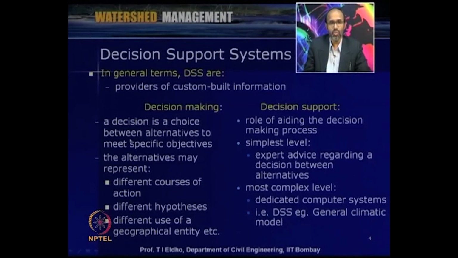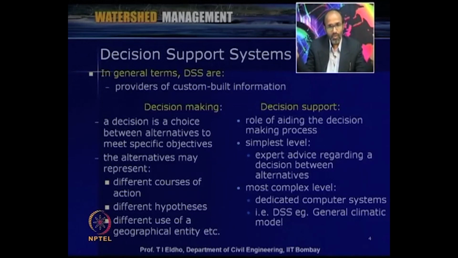Actually, a decision is a choice between alternatives to meet specific objectives. So, we have got the specific objectives like the construction of a check dam or the various rainwater harvesting implementation or whatever it is. So, there is a specific choice for the decision maker, and those choices will have the specific objectives. Decision making is the process which represents different courses of actions. The objective may be one objective or different objectives.